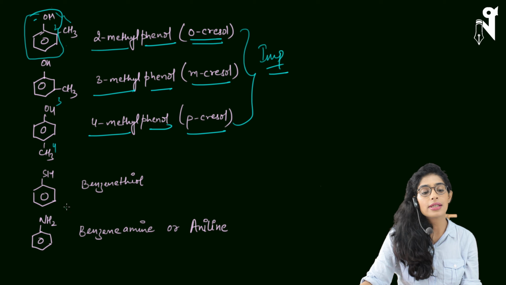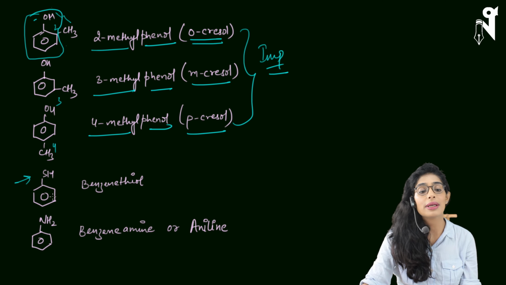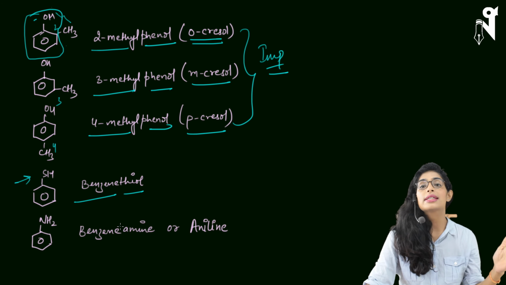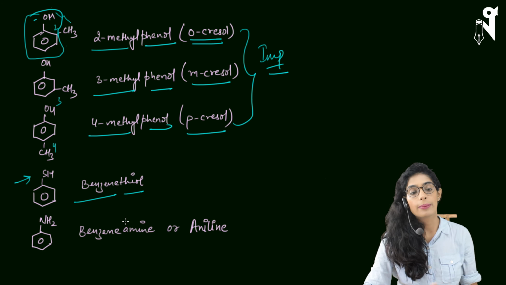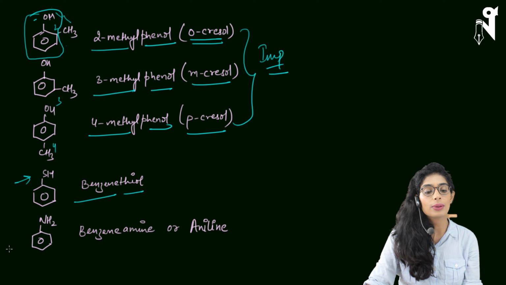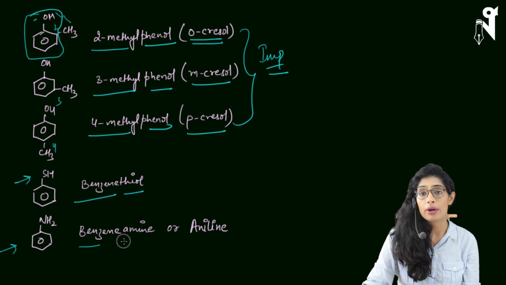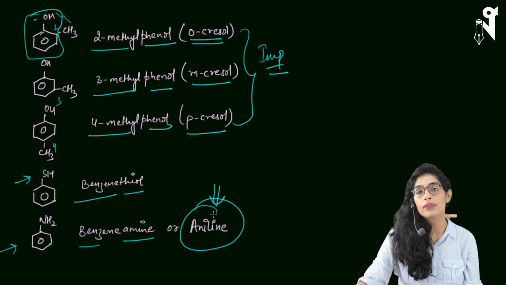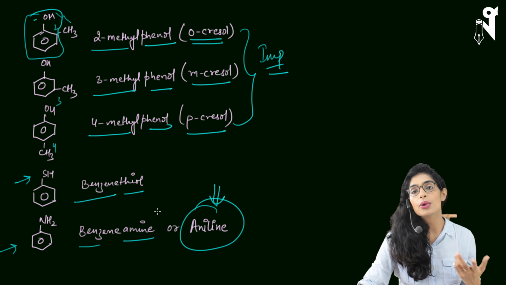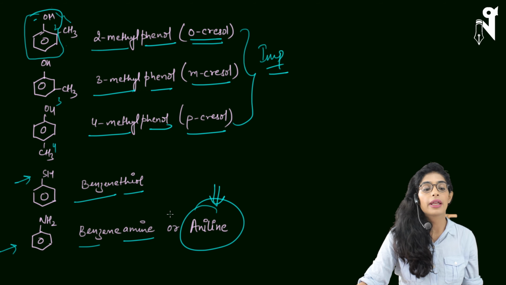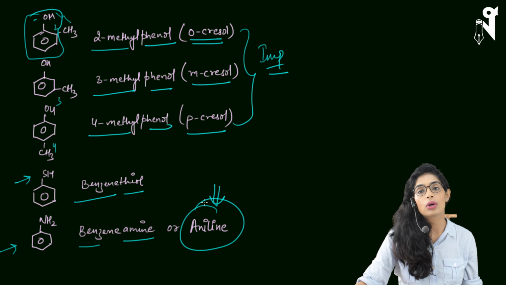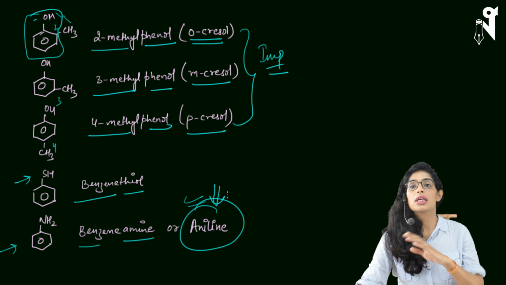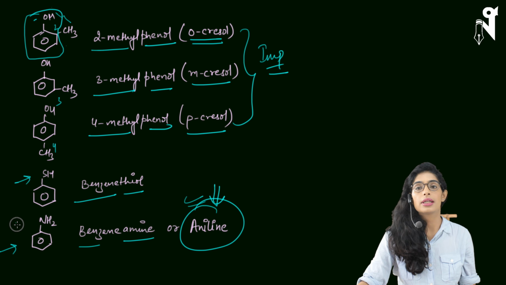If benzene has SH instead of OH, then the name will be benzene thiol. Nothing new about it. We have learned that instead of OH, if you use SH, it will be thiol instead of ol. Now, benzene with NH2 will be called benzenamine or aniline, and aniline is the term which we use most often rather than benzenamine. Hardly will you see benzenamine anywhere. Aniline is what we'll be using most of the time. Even in the books, even in your NCERT, everywhere we refer to this compound as aniline only.